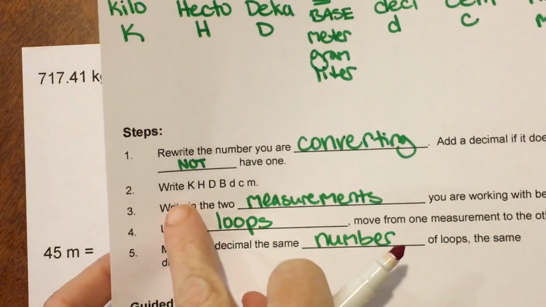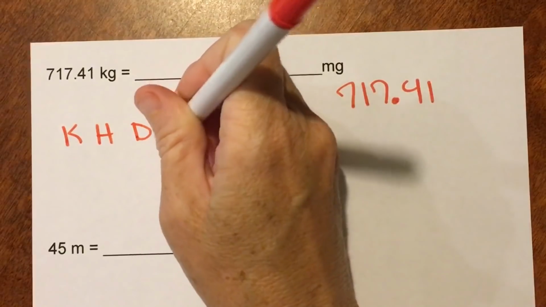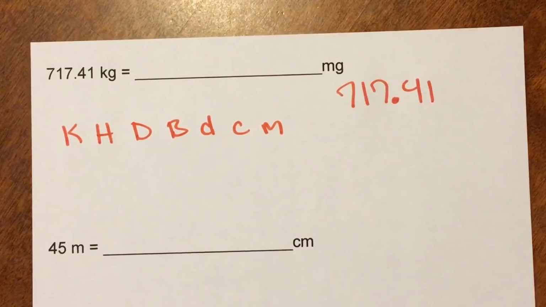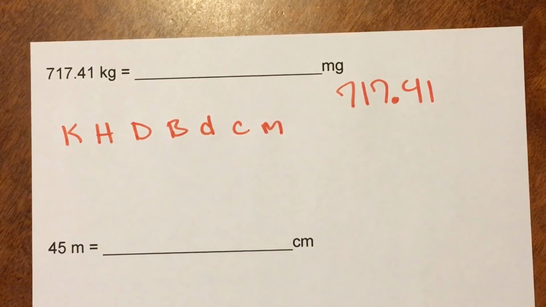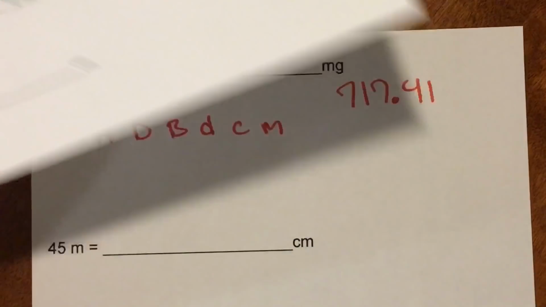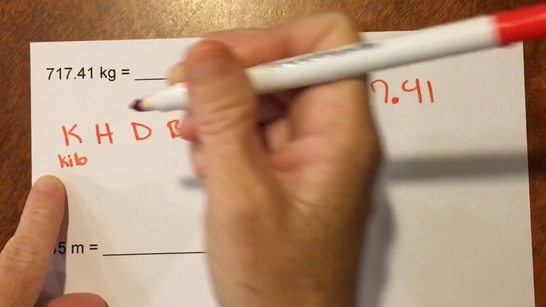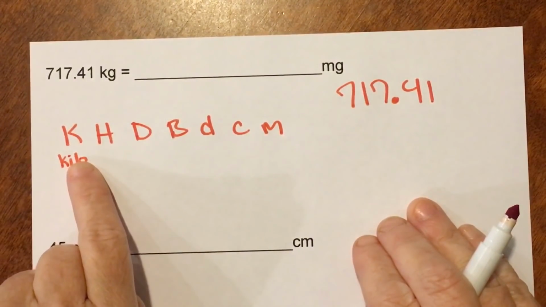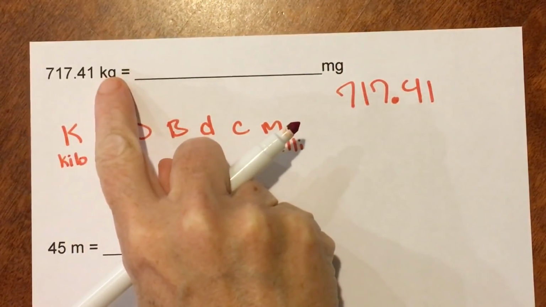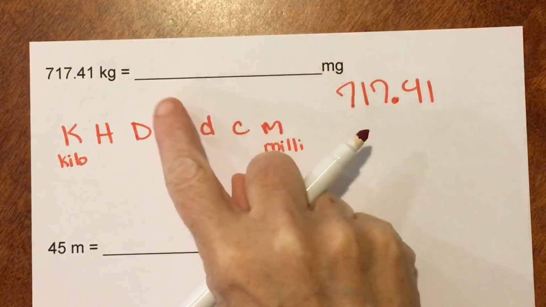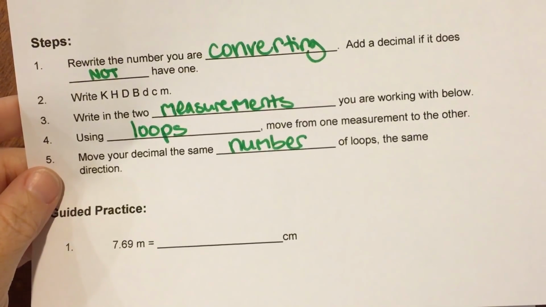Next, they want me to write, King Henry died by drinking chocolate milk. So I'm going to come over here and write it. Every time I write it, I say it. That way I'll learn it faster. And notice I left some space in between. Next they said they want me to write in the two measurements I'm working with. This time I'm working with kilogram, so I'm working with kilos over here. And then they want me to turn a kilogram into a milligram, and millis over here. It's kilogram and milligram. I'm actually not doing the gram on this one, the base measurement, which a lot of times you will be.